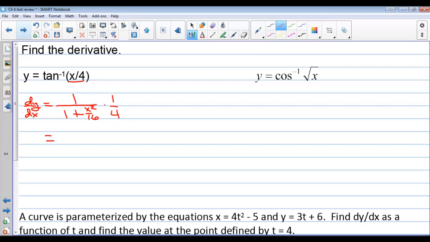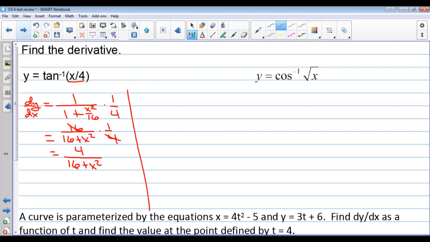Now I can't have complex fractions, so that's 16 over 16 plus x squared times 1/4. So in other words, you multiply everybody by 16. That gets rid of the complex fraction. And then 16 divided by 4 is 4. We get 4 over 16 plus x squared. So that's the way I originally showed it.